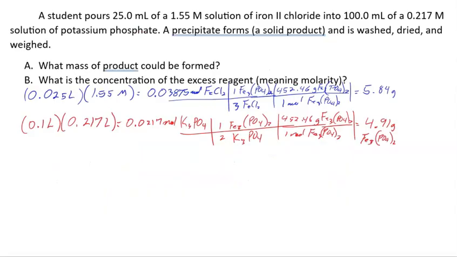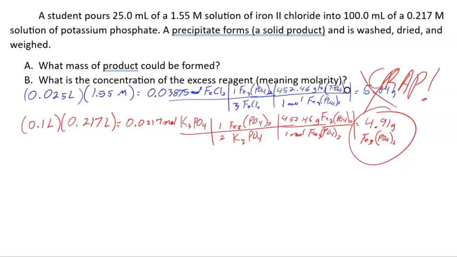Okay, as you can see, the blue is going to be the iron 2 chloride, the red is going to be the potassium phosphate. I converted both of them to moles first, so now we're in the second box. Then I converted each of those to moles of the question, which is the precipitate, which is the solid, which is the iron 2 phosphate. And then I went from the third box to the fourth box because we're looking for grams, and I got a formula weight of 452.46. And I got two answers of 5.84 and 4.91. This is my answer, and this is a bunch of crap, right?